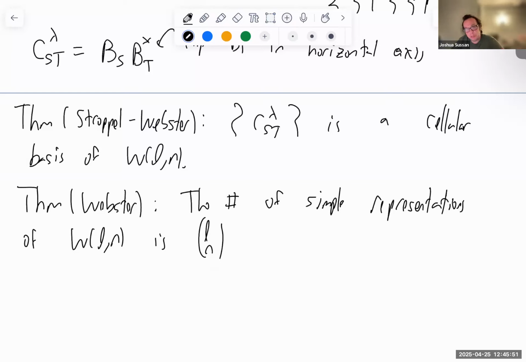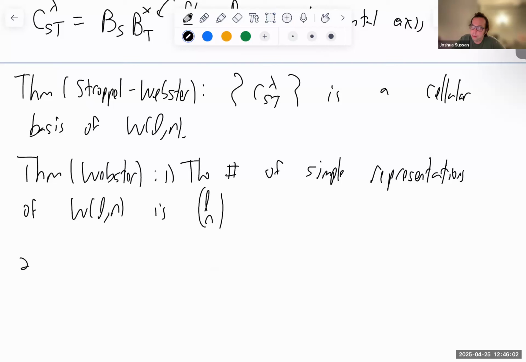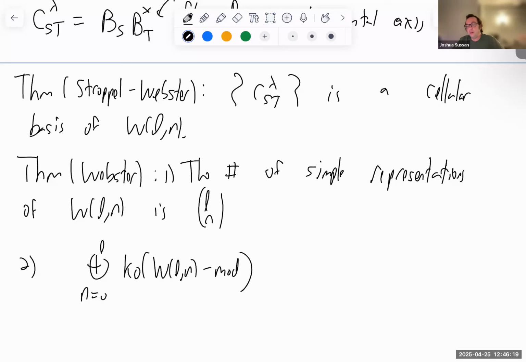And from a categorification perspective, I don't have time to talk about what this categorification program is. So this is part one of the theorem. Part two of the theorem is that if you look at the direct sum, n goes from 0 to L, of the category of modules of this Webster algebra, and look at their Grothendieck groups. Well, the Grothendieck group is a vector space spanned by the simple objects. So each piece here is an L choose N dimensional vector space.